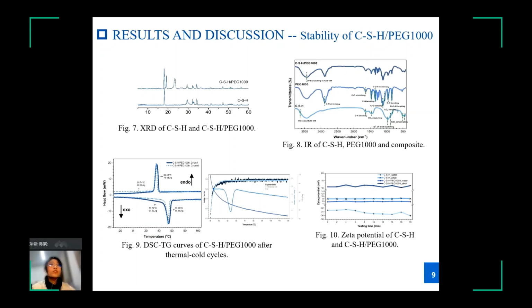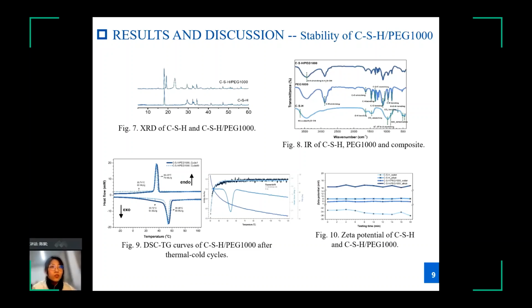Compare with PG1000 and CSH, no obvious new peaks are generated in the infrared spectrum of composites, conforming to the result of XRD. The physical bonding between the CSH and PG1000 is controlled by the weak van der Waals interaction force. DSC and TG technology are conducted to investigate the thermal stability of CSH-PG1000 in variable temperature environments for long term, to ensure that the composite can serve in the cement system effectively.